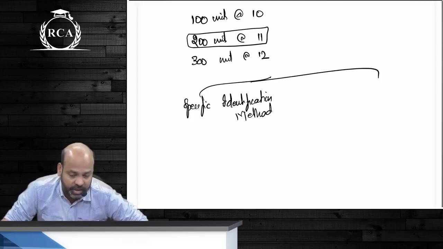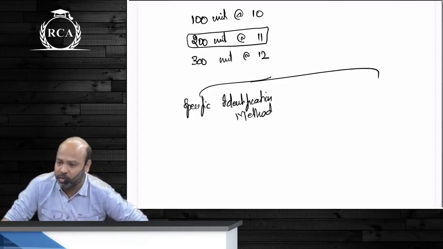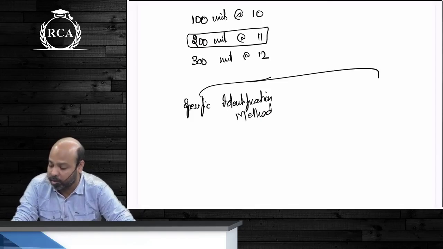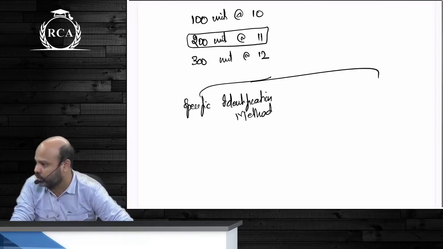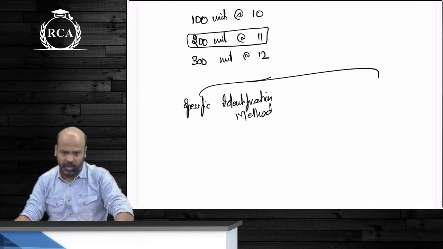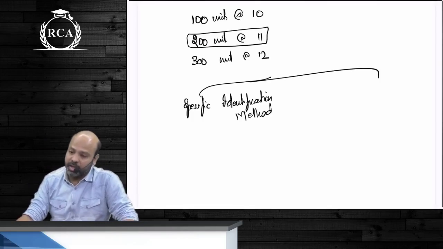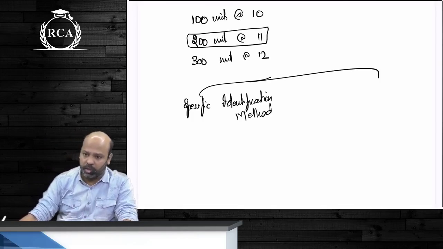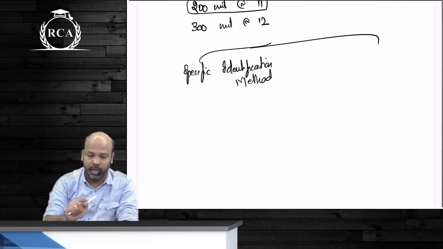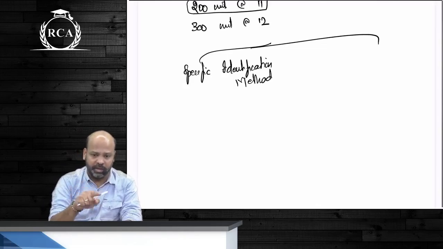Specific identification method is used wherein you know that a specific raw material has been purchased only for a particular project. It has not been purchased better for multiple products. If a specific raw material has been purchased for a specific product, you can simply identify the cost of material. You do not have to worry about the pricing method.